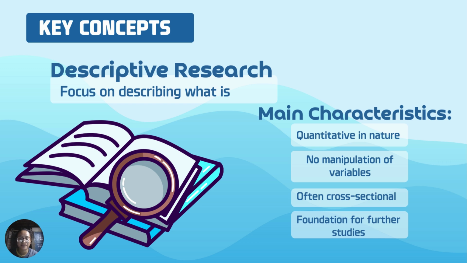It is usually quantitative, meaning the data is measured in numbers, but it can also include descriptions of traits and characteristics. This type of research often uses cross sectional studies, where information is gathered from a group at one point in time. And according to Bandari 2022, descriptive research systematically describes situations without influencing them.